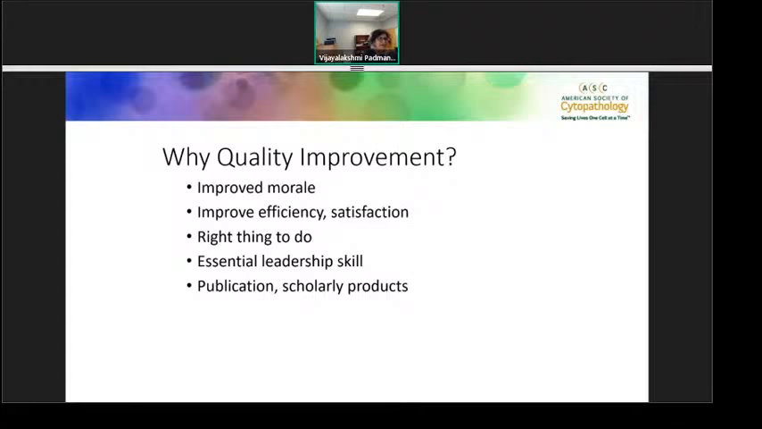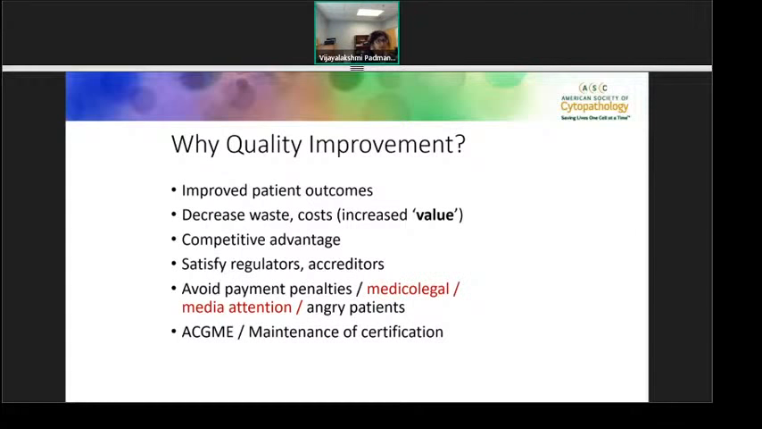You may wonder why: improved morale, improved efficiency, satisfaction. Sometimes it just might be the right thing to do. It gives you essential leadership skills, and is great for publication and scholarly work. The hope is improved patient outcomes, decreased waste and costs, increased value. We'll talk about value in a minute. And also, it hopefully will avoid all the payment penalties, medical-legal issues, media attention, angry patients, and so forth. And now, of course, it's an ACGME requirement also.